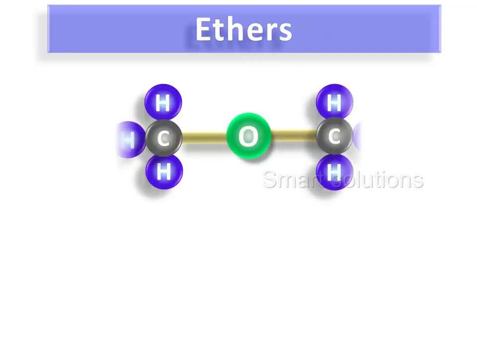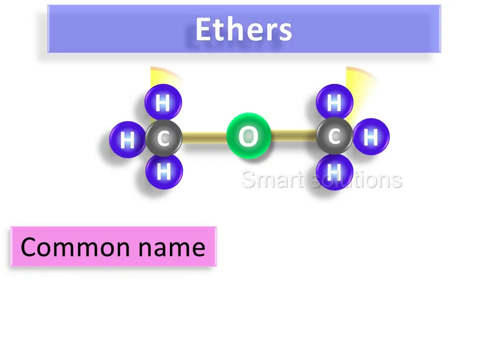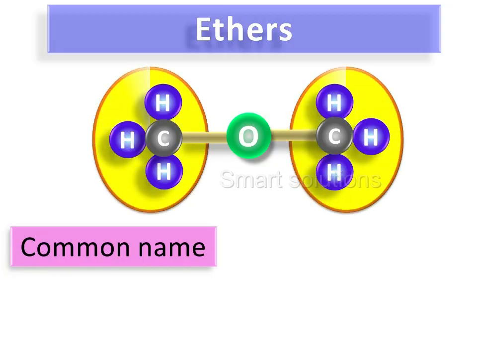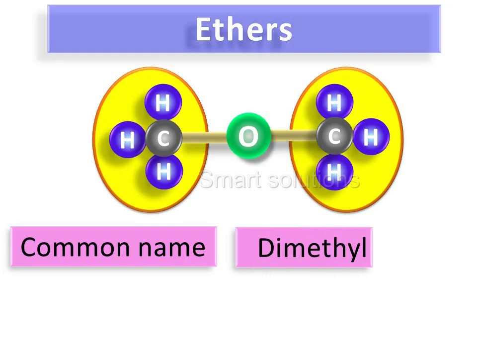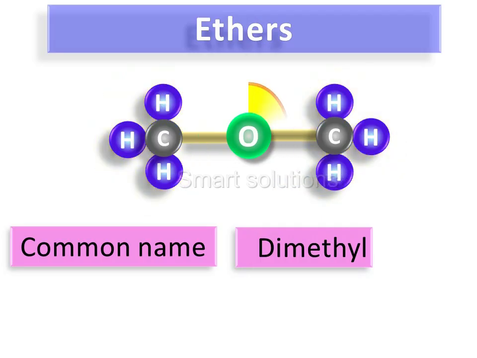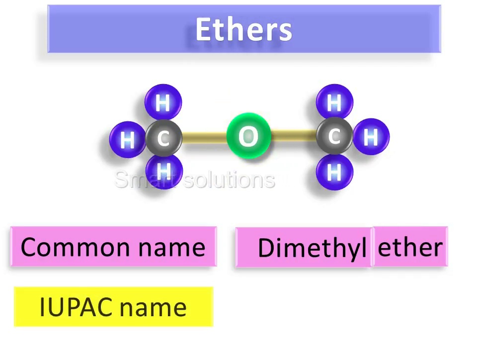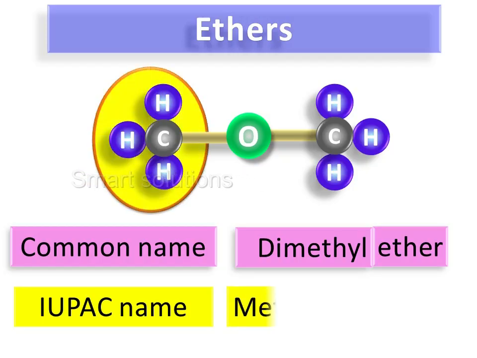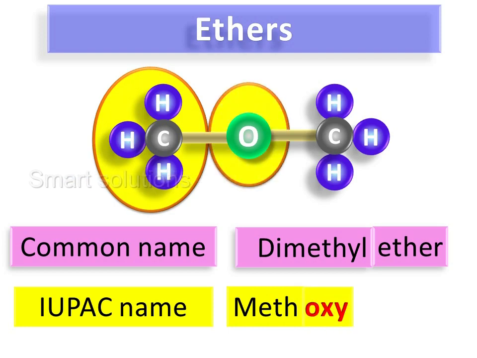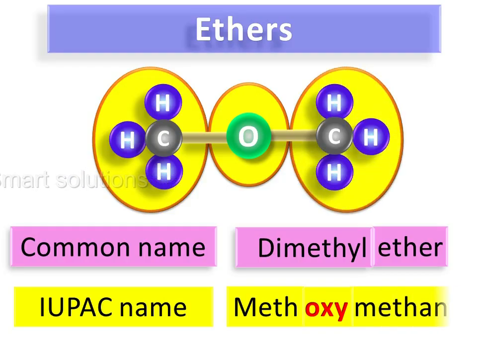Ethers. Common name of any ether can be obtained by adding word ether to the common name of alkyl group, that is dimethyl ether, and IUPAC name by including word oxy between the IUPAC names of alkyl groups. Methoxymethane.